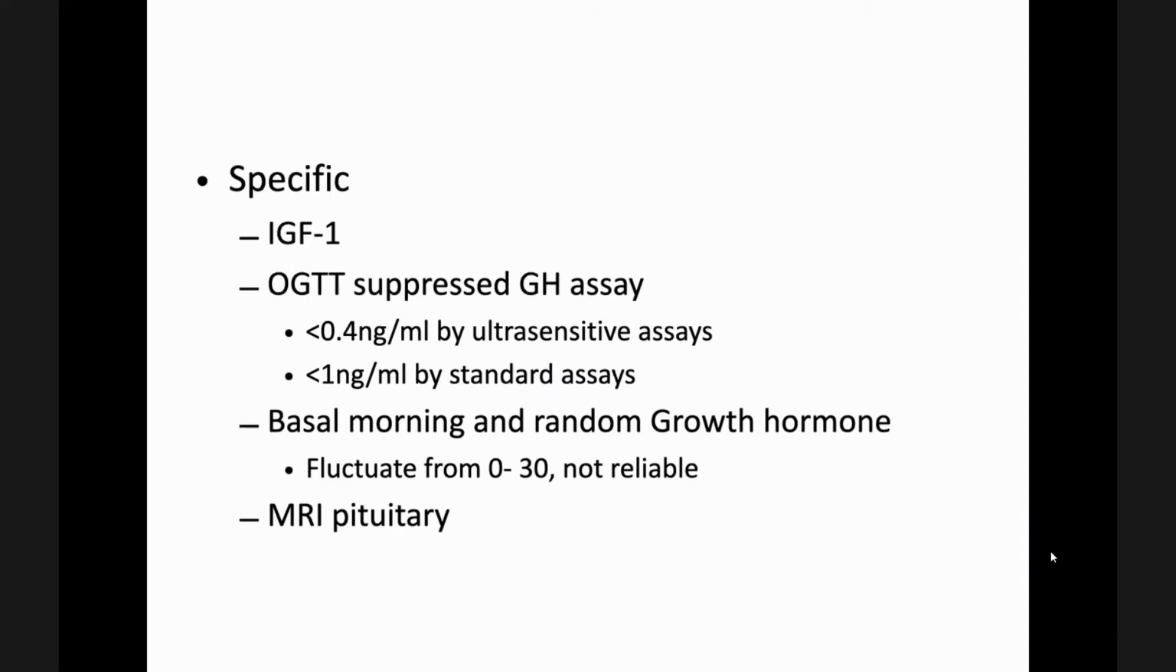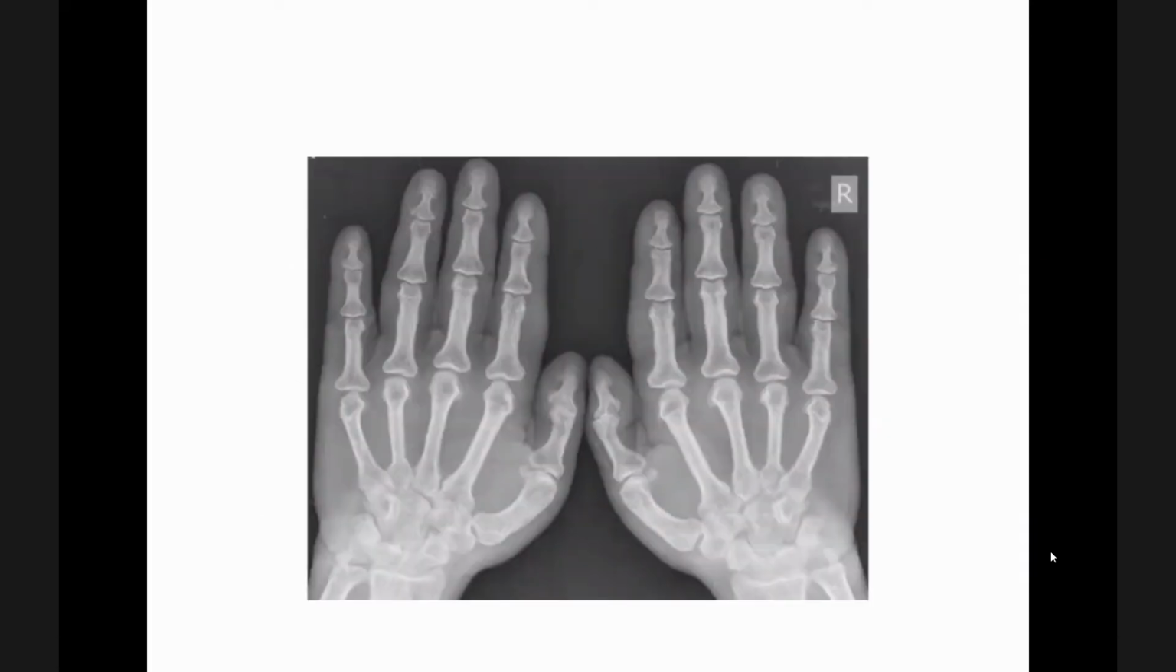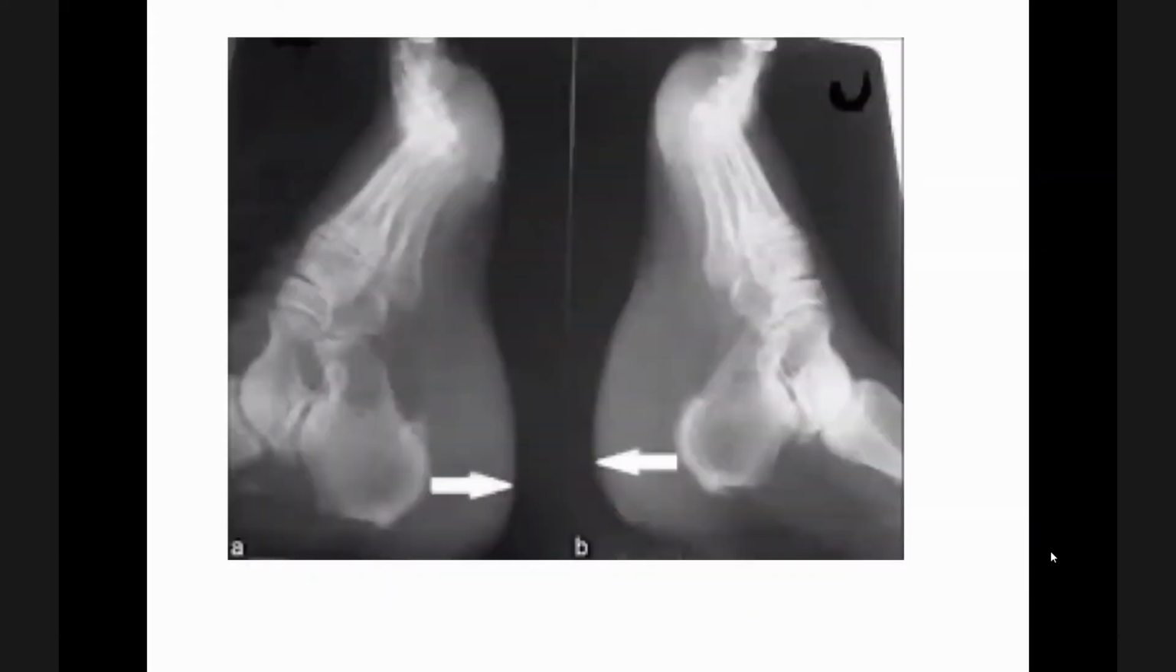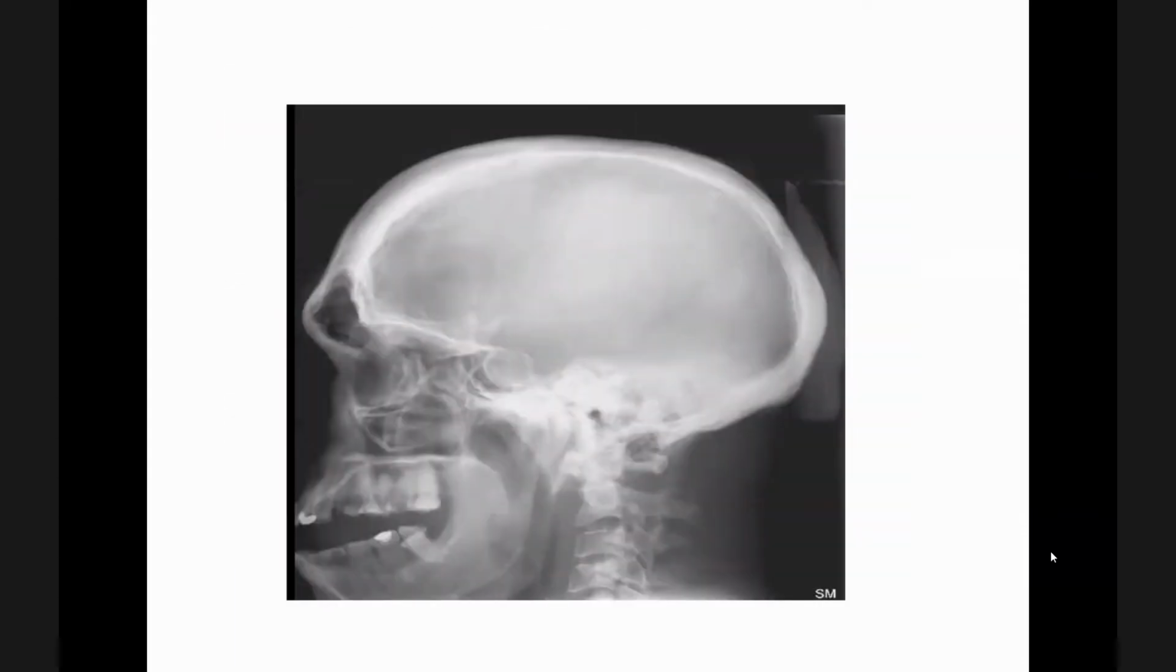Other tests are MRI pituitary to look for pituitary adenoma, and we look at X-rays where the bones of the hands are enlarged. You can see the hands have enlarged soft tissues. There is osteoporosis of the bones. We see heel pad thickness around 18 millimeters in males and 21 millimeters in females. We can also go for chest and even lateral skull X-rays.